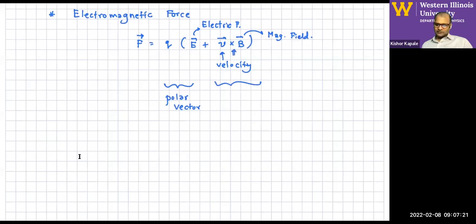Why do we have V cross B? Why not V cross E? Why does the electric force not depend on a cross product, and why only the magnetic one does? That's kind of the question.